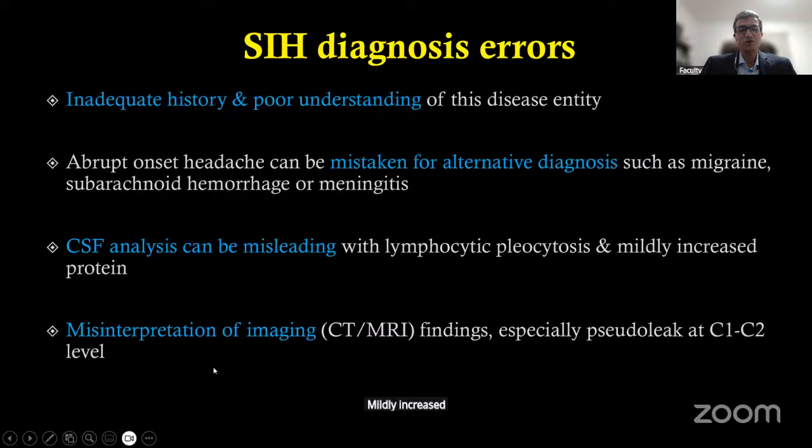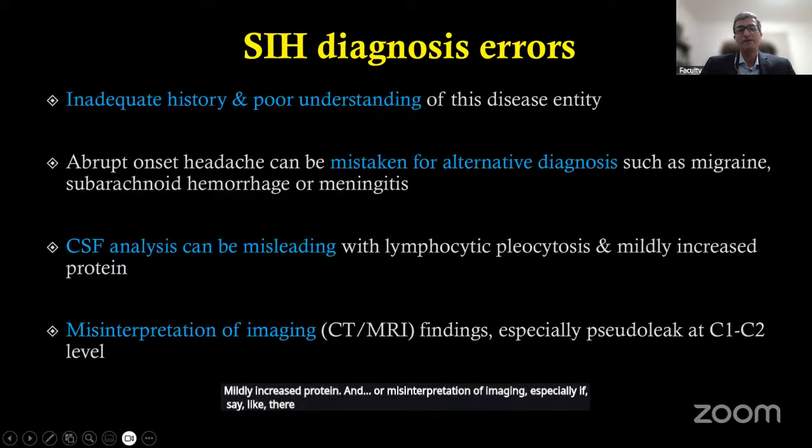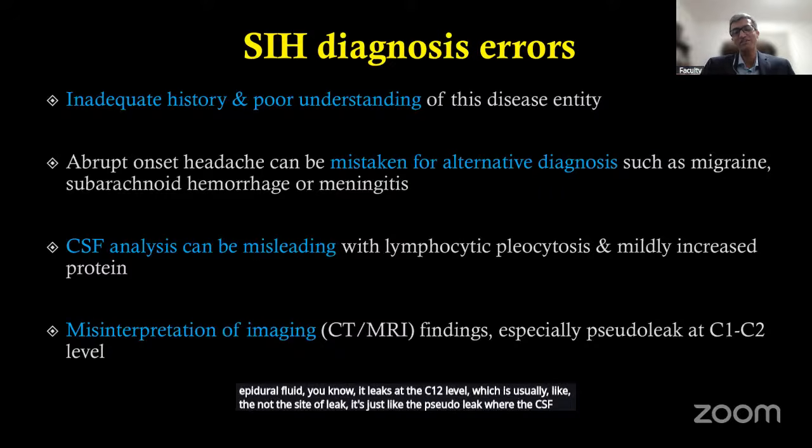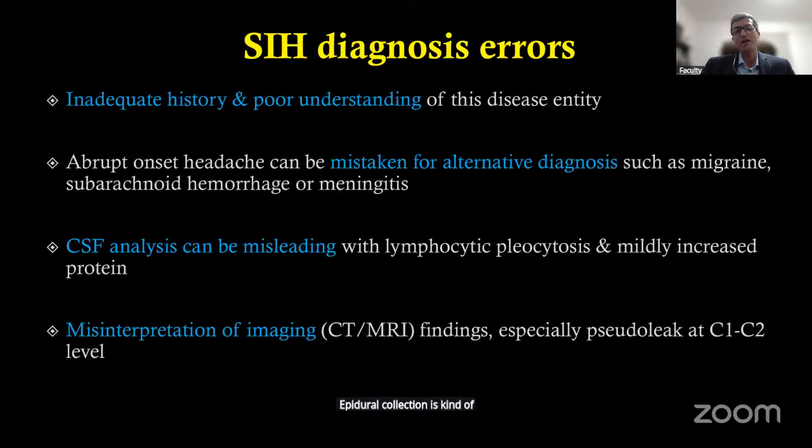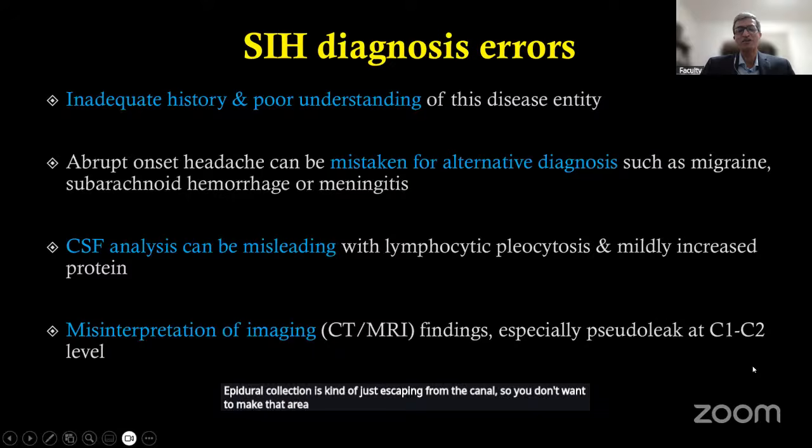and/or misinterpretation of imaging, especially if there is a leak and you localize it to a false level. There is something called a pseudo leak condition where, because of the large epidural fluid, it leaks at the C12 level, which is usually not the site of leak. It's just a pseudo leak where the CSF epidural collection is just escaping from the canal. So you don't want to make that area suspicious for the site of leak. Okay, so these are where the errors can happen.